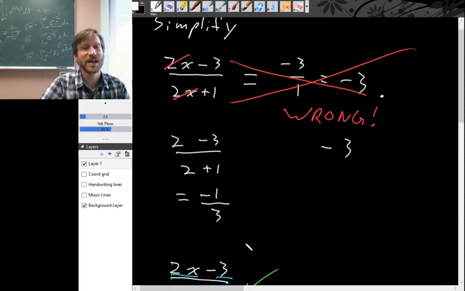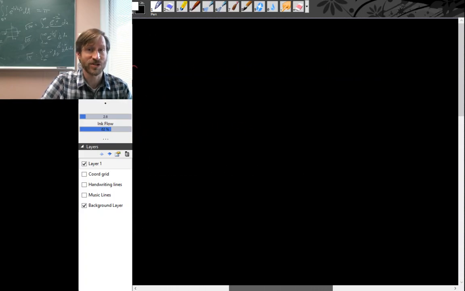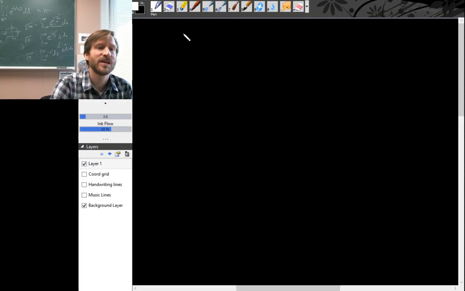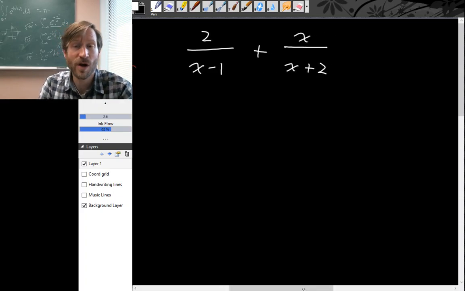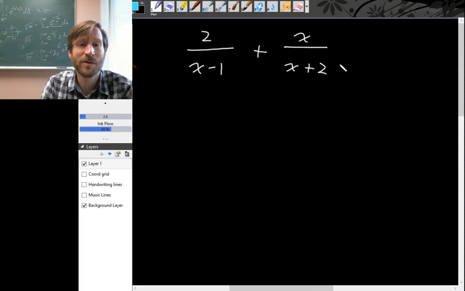The place where this mistake most often happens is when you're adding rational expressions. So let's see what this mistake looks like if you're adding rational expressions. So let's just take 2 over x minus 1 plus maybe x over x plus 2. All right, so to add these rational expressions, we need to produce a common denominator. And to make a common denominator appear on this right-hand piece, the missing part of the denominator we want is x minus 1. So let's multiply the numerator and denominator by x minus 1.